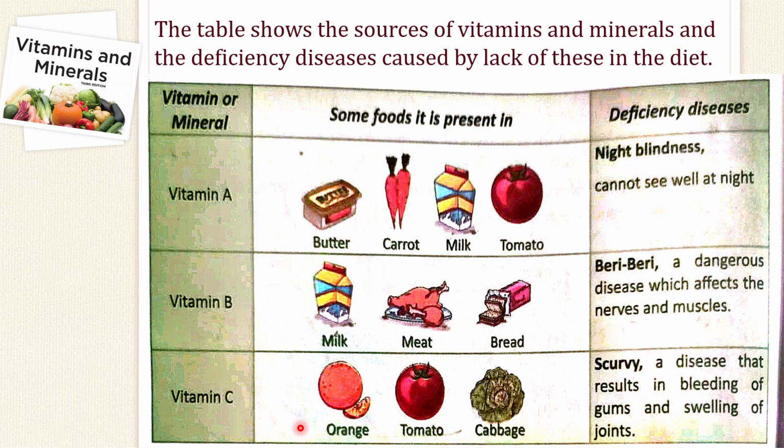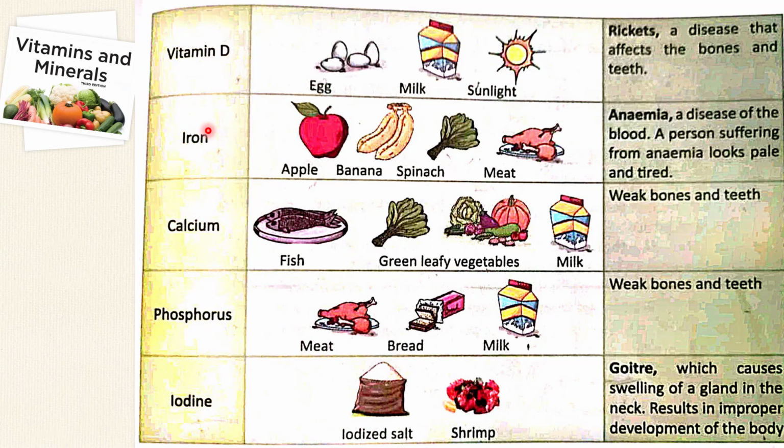Vitamin C sources are orange, tomato, cabbage, and the deficiency disease caused by lack of vitamin C is scurvy, which is a disease that results in bleeding of gums and swelling of joints. Vitamin D sources are egg, milk and sunlight, and the disease caused by lack of vitamin D is rickets, which is a disease that affects the bones and teeth.